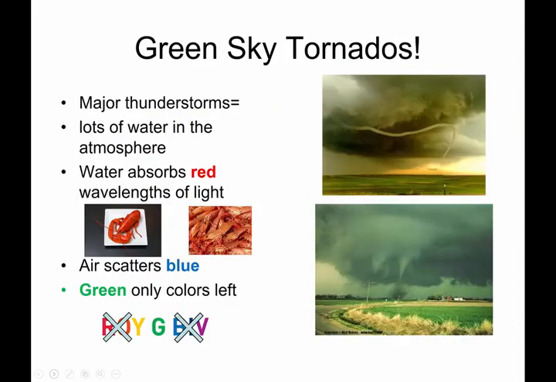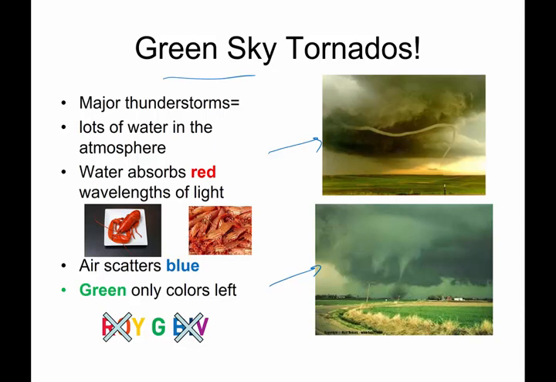A couple other questions that people usually ask when I talk about why the sky is blue and sunsets are red is sometimes people say, why are tornadoes green? If you have ever been in an incredibly violent storm right before a tornado hits, or a really, really severe thunderstorm, the sky can actually turn green.